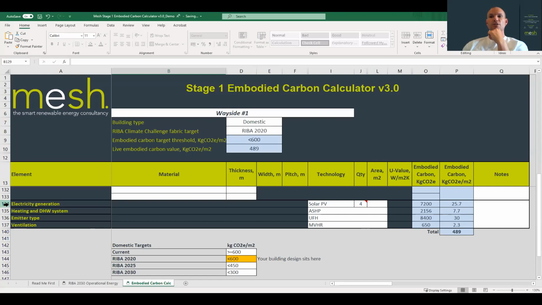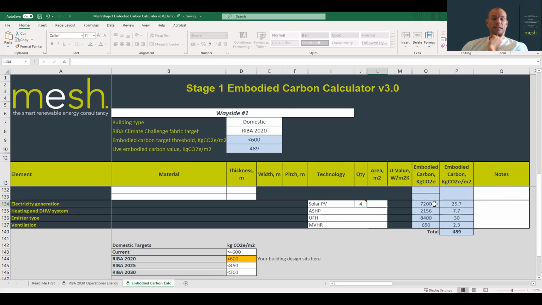So we've broken this down into electricity generation, things like solar PV, heating and hot water, the emitter system, so radiators or underfloor heating, and ventilation. With solar, we've left out wind, but we've put in solar. In order to hit RIBA 2030, in most cases, you're going to need solar panels on the building. So you can either put in the amount of kilowatt peak that you're interested in, or the square area of solar panels you've got available on your roof. If you don't know the conversion, you can put in one or the other. Again, that tells you the embodied carbon.